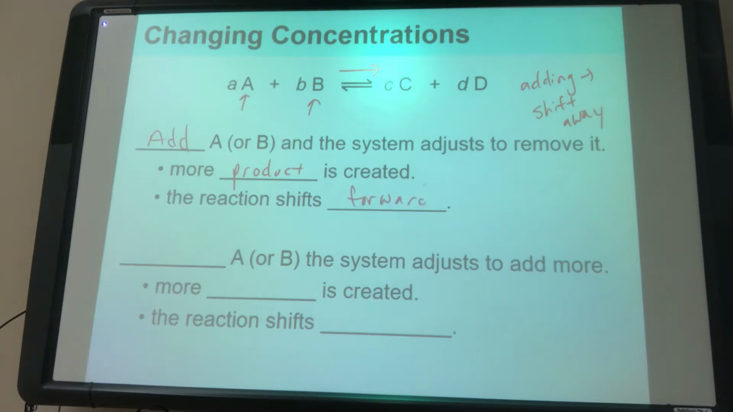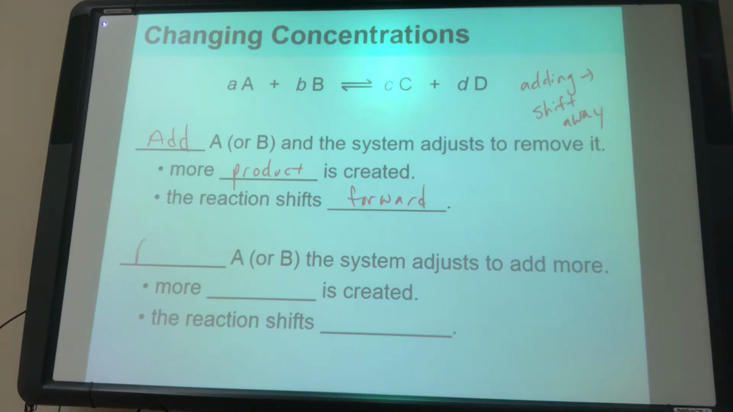So if I asked you, if I added A to the reaction, which way does the reaction shift? You would say forward or to the right. Now, the same thing: what if I add C or D? If I add a product, it's going to shift away, so it would shift left. Just shift away if you're adding, because I'm trying to get rid of it. To get rid of it, I have to go away from it so I can use it.